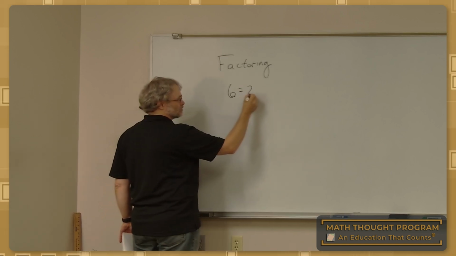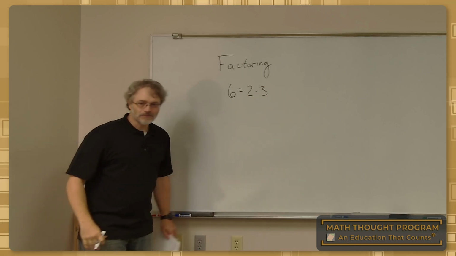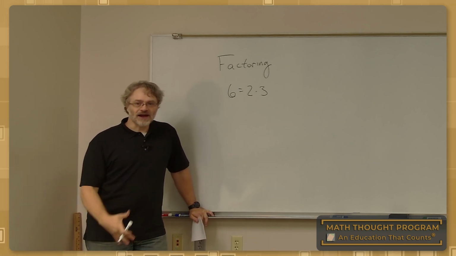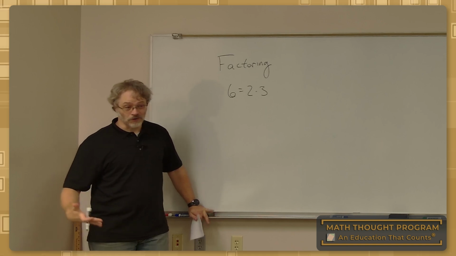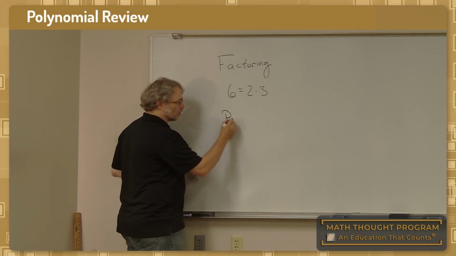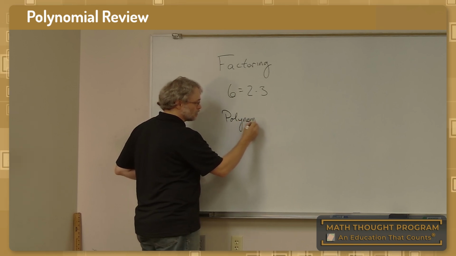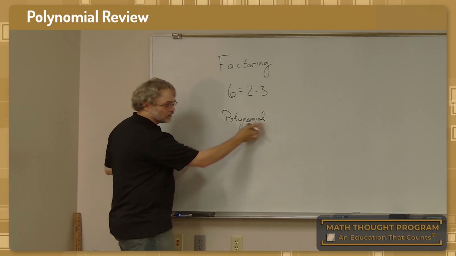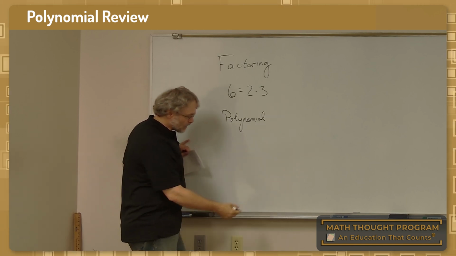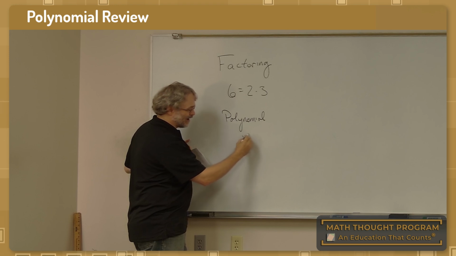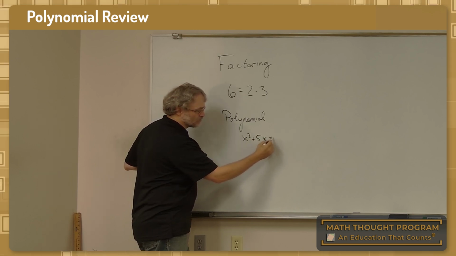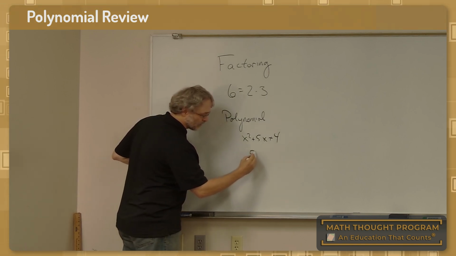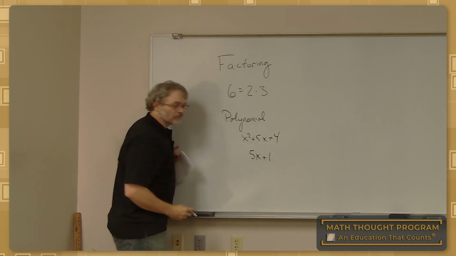And whenever we're factoring, we can talk about factors, just take it real easy here. We can look at things like numbers, 2 times 3. But that's not really what we're talking about. What we're talking about with factoring is factoring polynomials. And a polynomial, as the name would suggest, there's many nomials. A type of polynomial might be something like x squared plus 5x plus 4. Or another type of polynomial might be something like 5x plus 1.